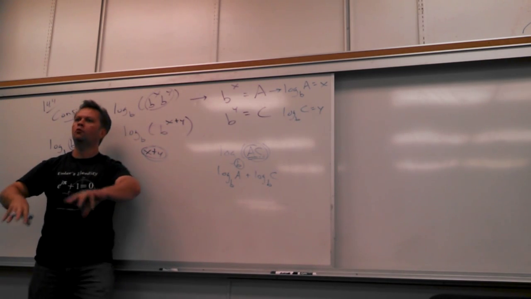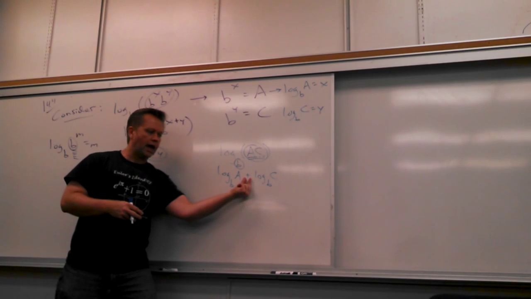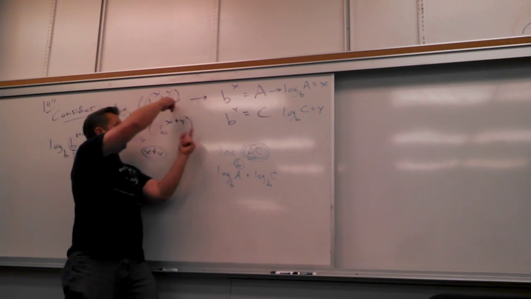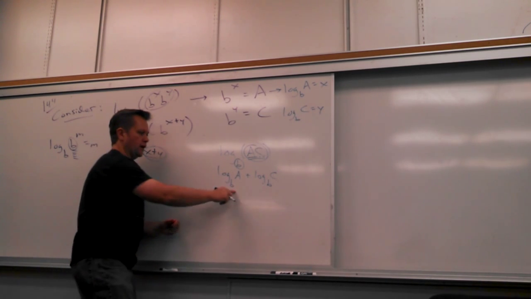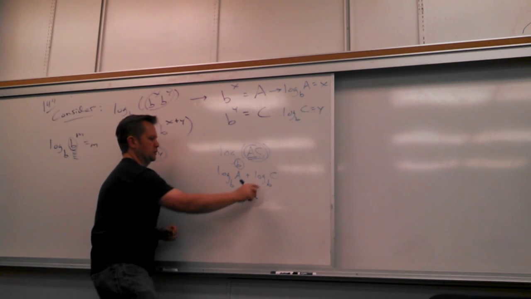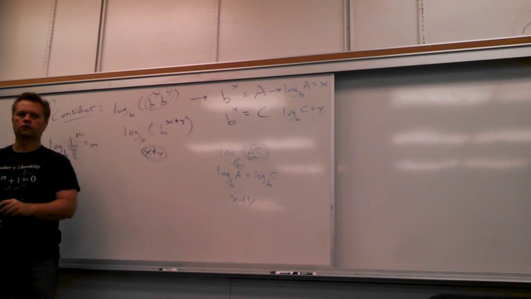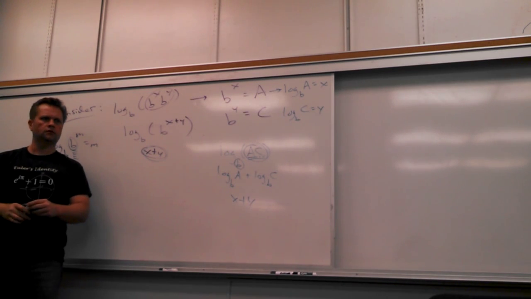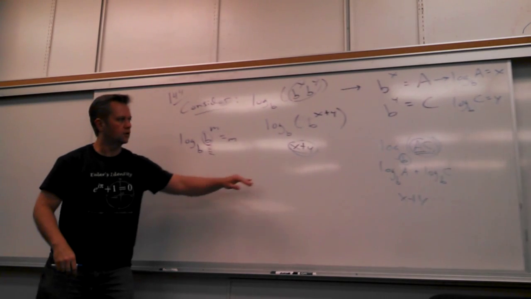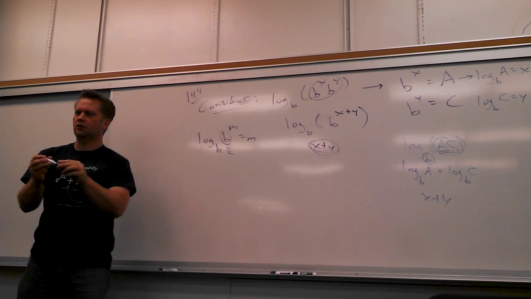I can break it up like that. Why does it make sense? Because when I multiply things, I add the powers, and the logs are the powers, right? And what's log base b of a? X. What's log base b of c? Y. So I get the same answer, of course, right? That was all weird. I think we can all agree.